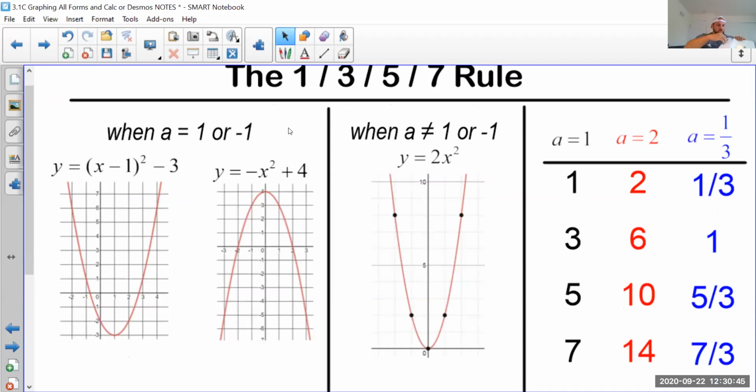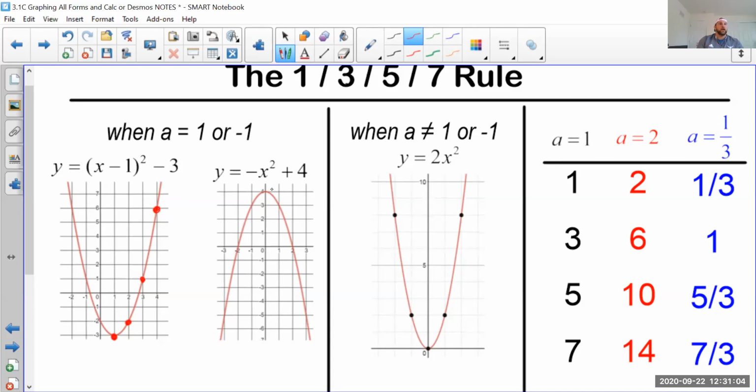All right, so if we look at this first one here, we talked yesterday how once we find the vertex, it's real easy just to go over 1, up 1, over 1, up 3, over 1, up 5, and so on.